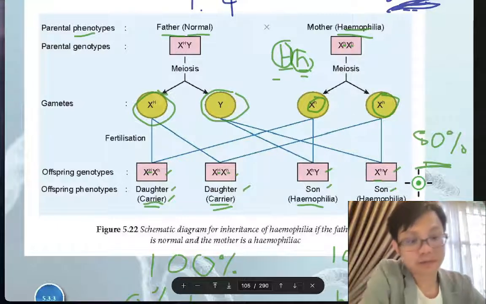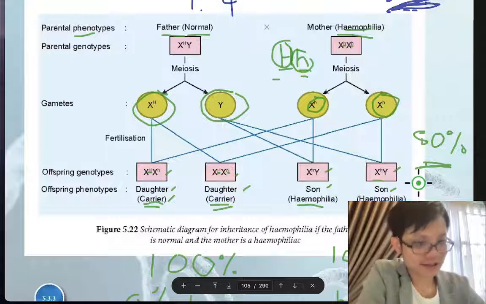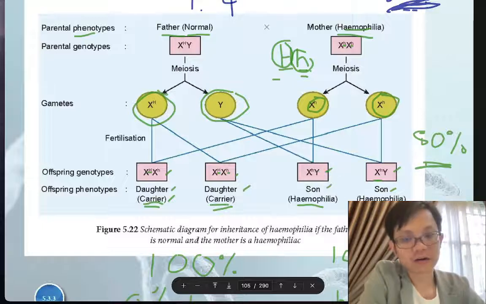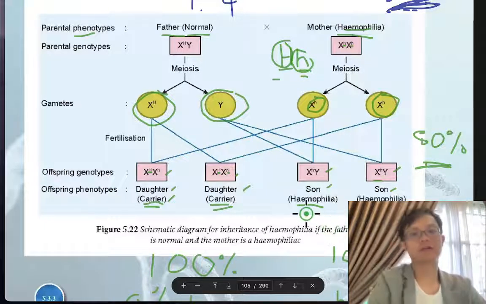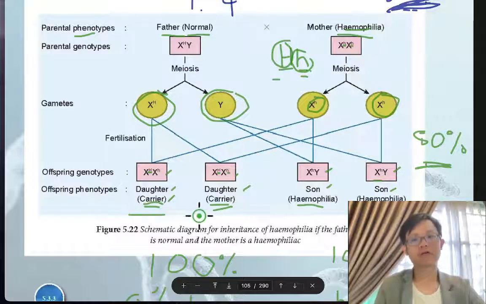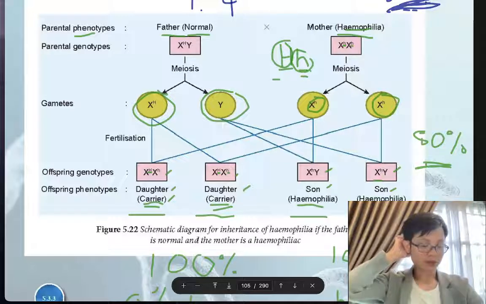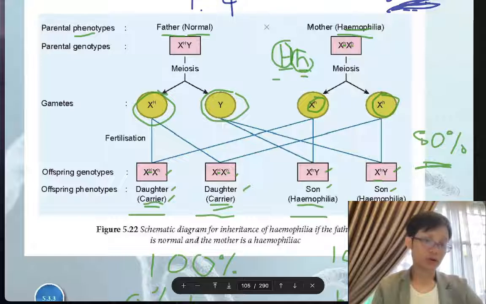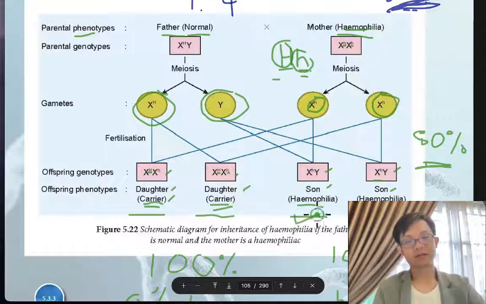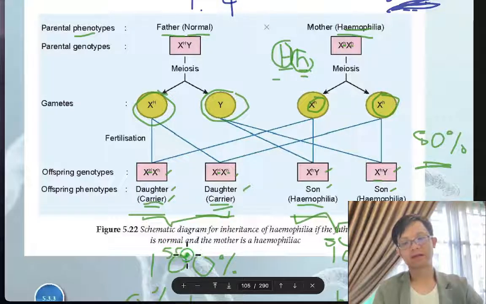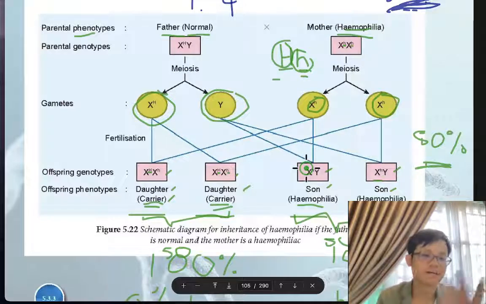Of course, the answer is 50% because the question asks how many chances your children will have. I shouldn't say son. I say your offspring will have hemophilia. So according to this, you have four chances of having a baby. So here is 50%, 50%, and here is 50%. So of course the chances for your offspring to have hemophilia is 50%. According to here, of course you won't have four babies.